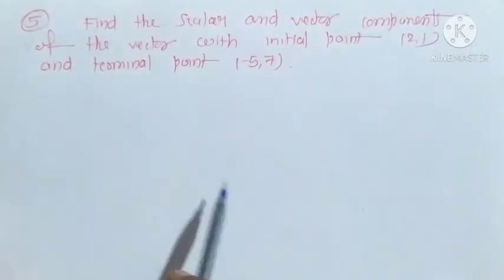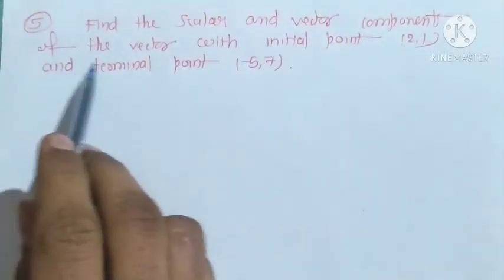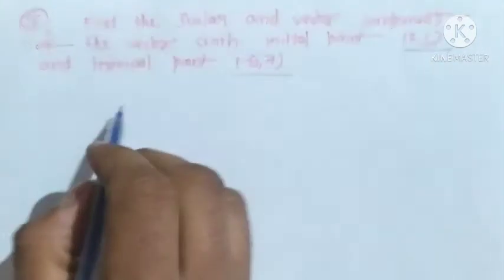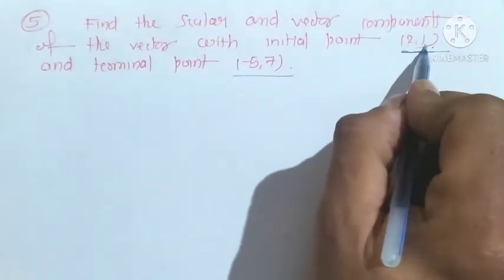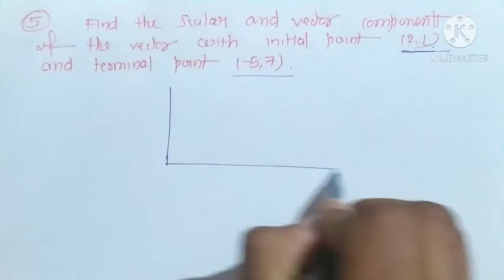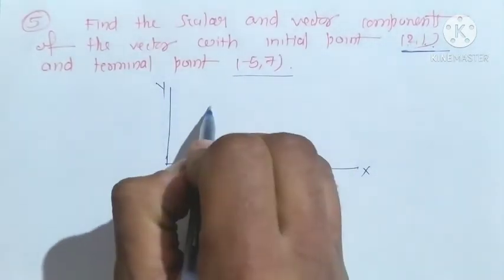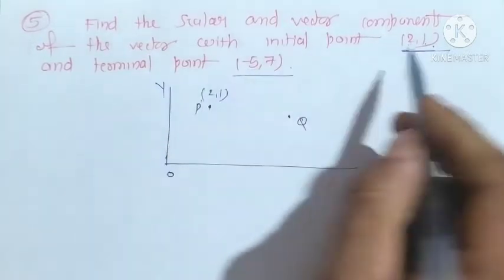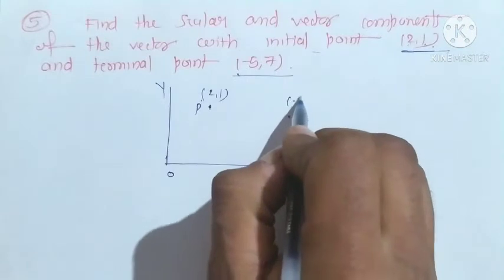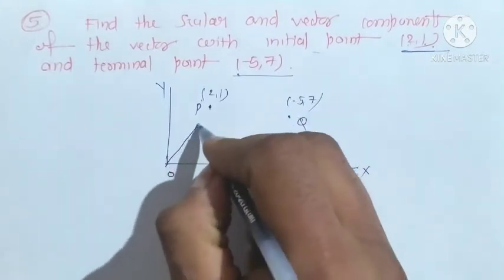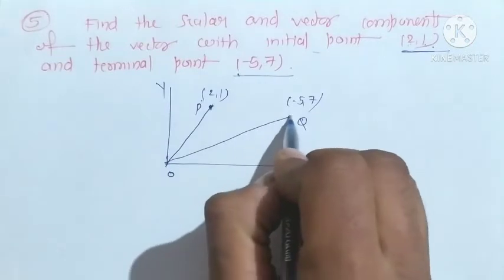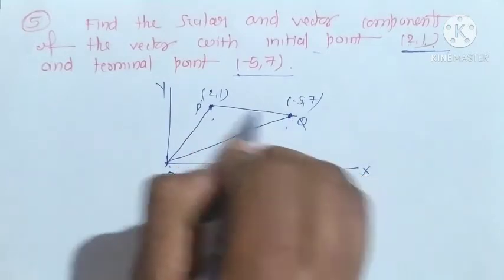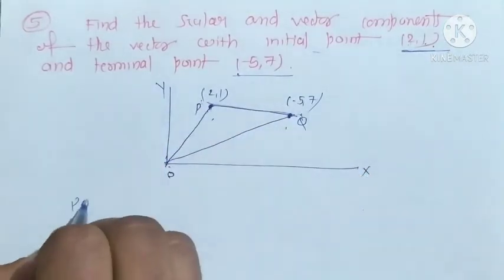In question number 5, you can see that we have to find the scalar and vector components of the vector with the initial point and terminal point given here. These are the x and y coordinates given here. This is point P and this is point Q. P is given here as 2, 1, the initial point, and the terminal point is -5 and 7. OP is a position vector and OQ is also a position vector. This vector we name PQ.